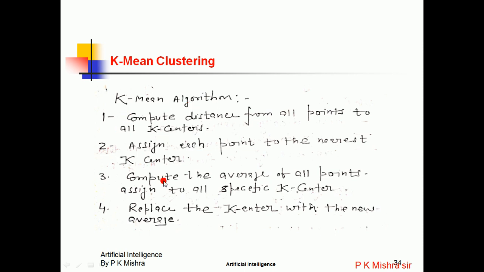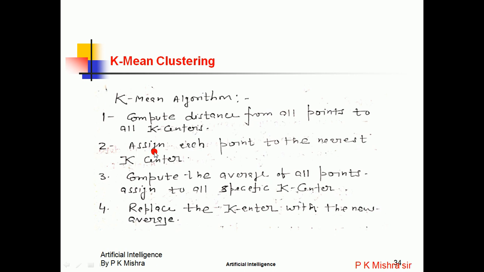This is the k-means algorithm. The basic steps of k-means clustering are very simple. In the beginning, we determine the number of clusters K, and we assume the centroids or centers of the clusters. Now see step 1: compute the distance from all points to all K centers using Euclidean distance. To measure dissimilarity between objects, we use the Euclidean distance.